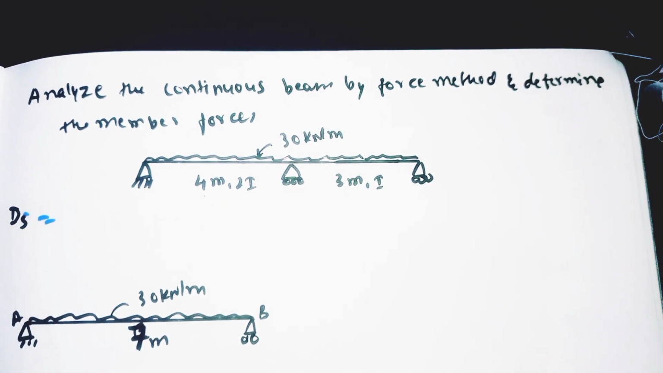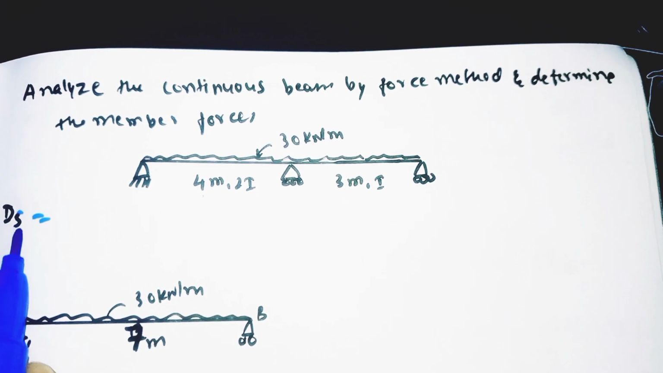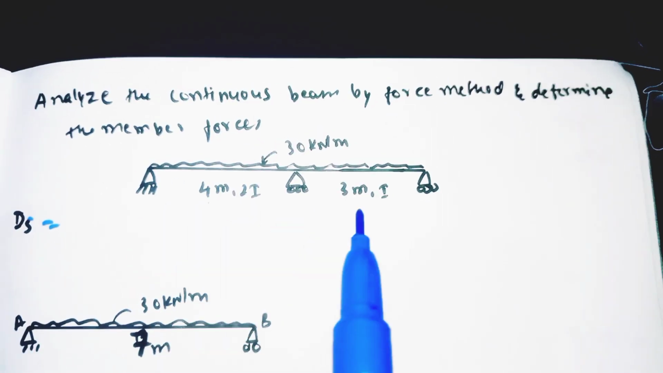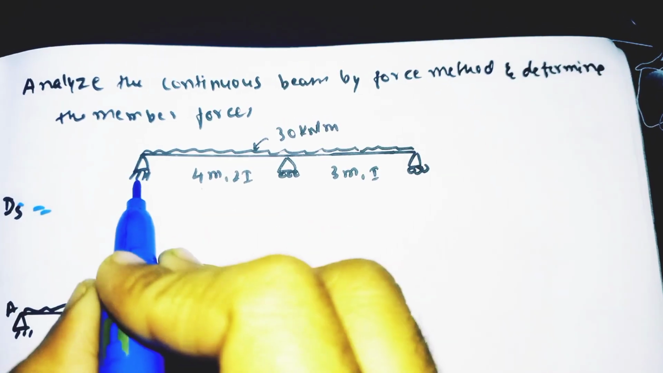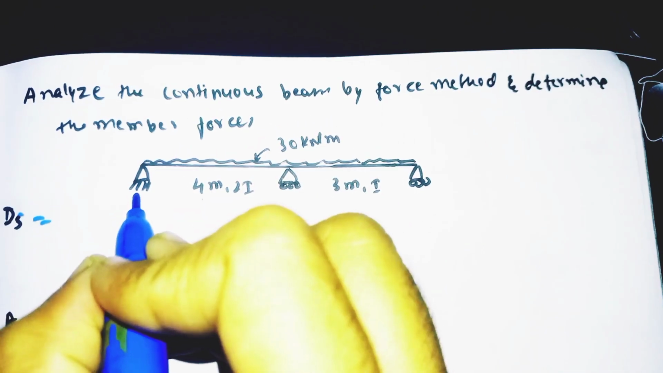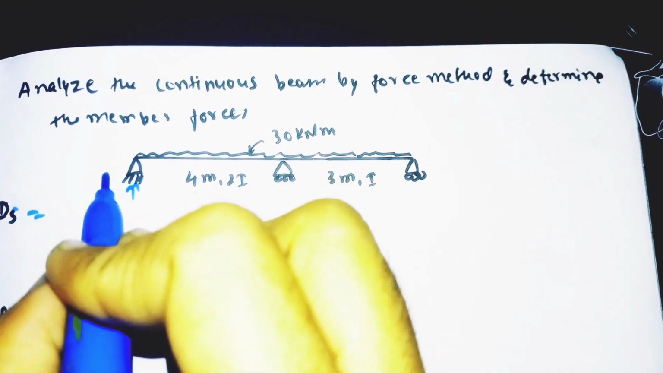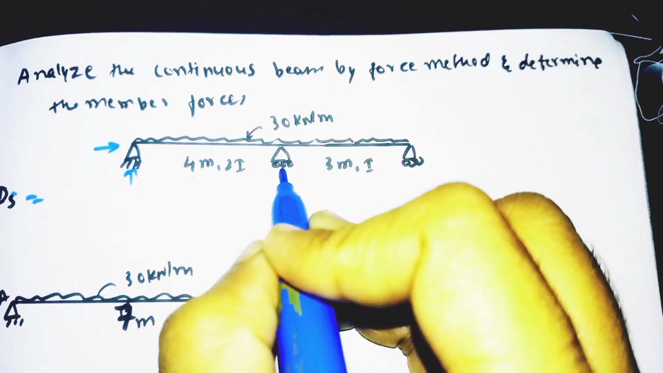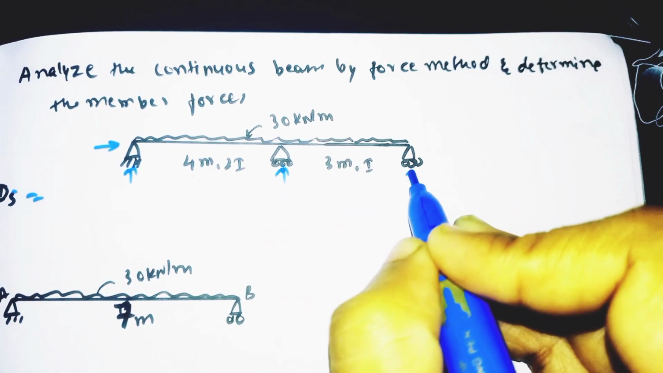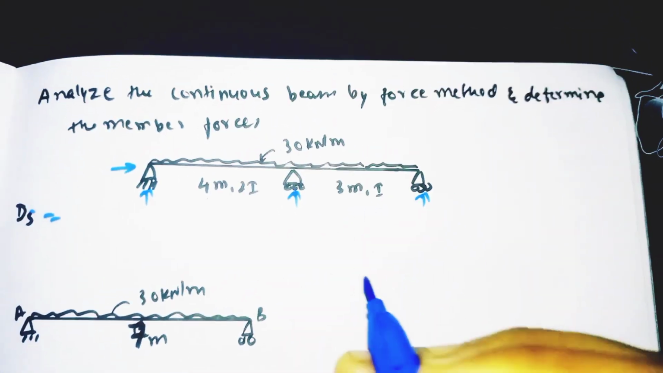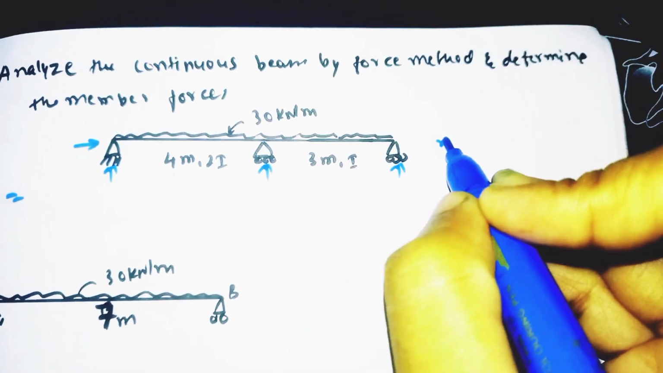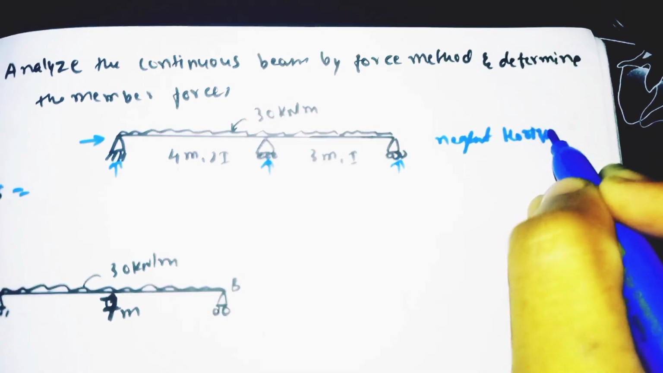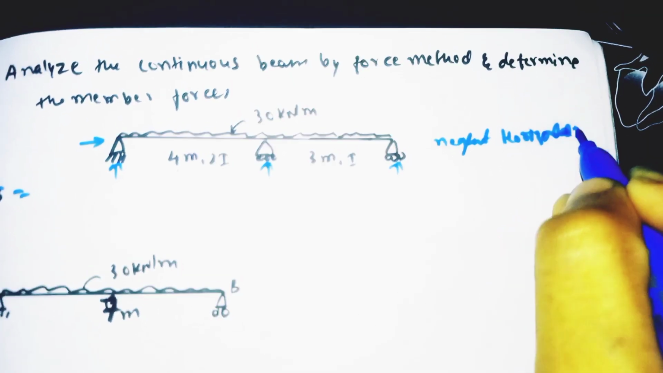So the first step is usually to find out the DS. Here the beam is carrying the UDL throughout the structure. For the hinge, how many reactions do we have? One is vertical, one is horizontal. For the roller we have only one, that is vertical. Here also we have only one vertical. So in the force method we need to neglect the horizontal reaction or load.